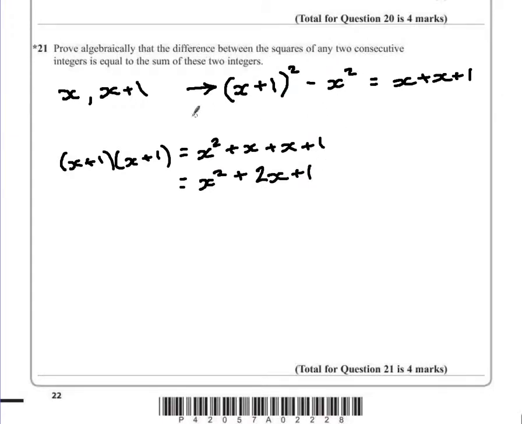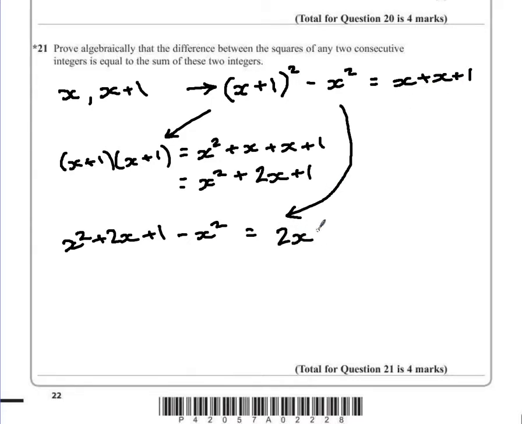So the difference between these two values, I shall draw a little arrow to show this is where the next calculation is. We're going to have x squared plus 2x plus 1, take away our x squared, is equal to, well, that's x plus 1, so that's 2x plus 1. If we simplify this, the x squared and the negative x squared cancel each other out. So we have 2x plus 1 is equal to 2x plus 1. So therefore we've just proven that this statement is true.